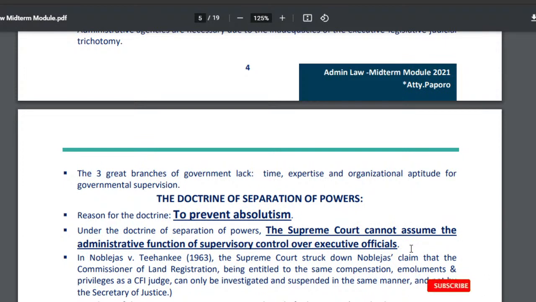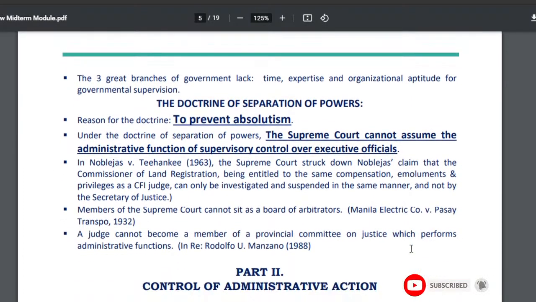As long as it is the judge in question, only the Supreme Court has direct control and supervision over such judge. So if you have some complaints against the judge, you file a complaint with the Supreme Court. Okay? Members of the Supreme Court cannot sit as a board of arbitrators.